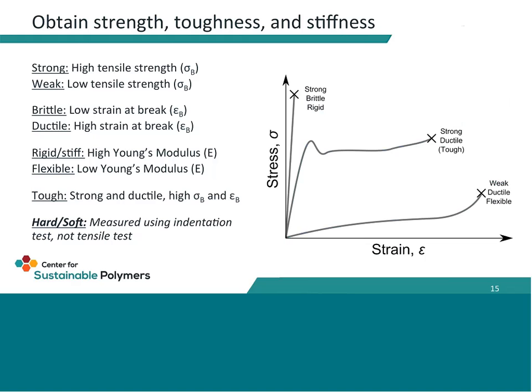The stress-strain curves on the right just show three typical types of behaviors you may see. When a material breaks at low strain and high stress, it's strong, brittle, and rigid. When you get high stress and high strain at break, you'll see a tough material. And when the material elongates really far but breaks without that much force applied, it's a weak and flexible material.